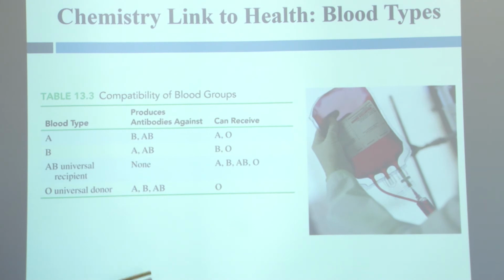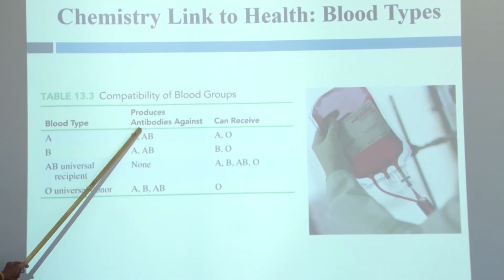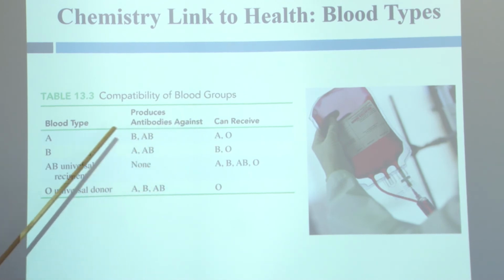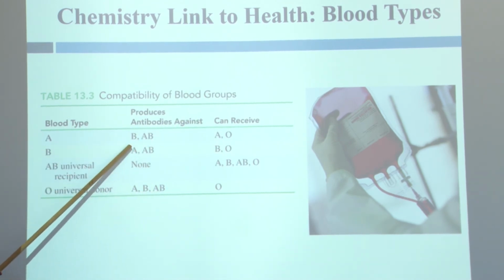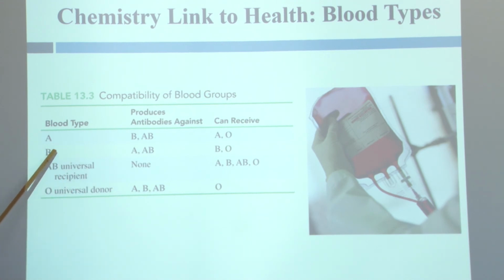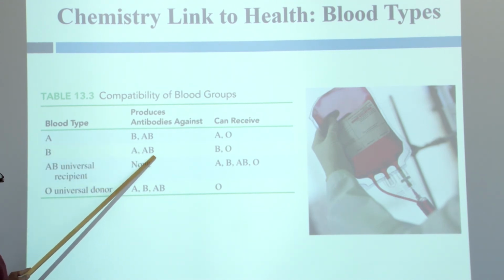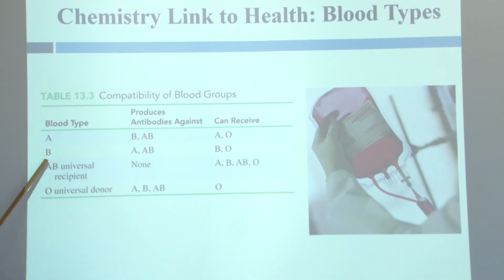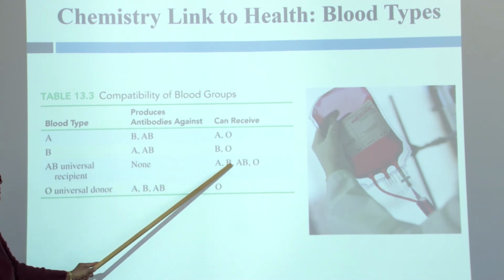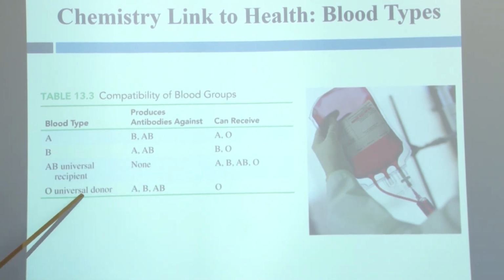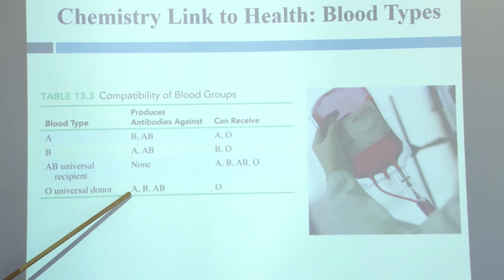Now, compatibility of blood groups that we discussed. Blood type A produces antibodies against B and AB and can receive A and O. Blood type B, so this is a table that gives us an idea, produces antibodies against A and AB and can receive B and O. AB is a universal recipient, so it can receive all. O is a universal donor, it cannot receive, but it can donate. So this is an important piece of information.